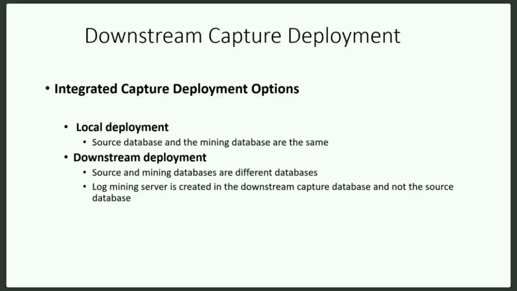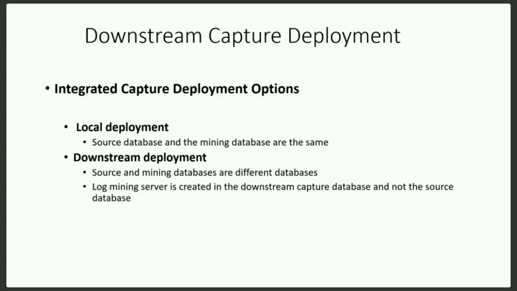So there are two deployment options I can use with the integrated capture method. One is local deployment. So think of it as a mining database. Here the source and the mining database are one and the same, so I don't have a separate database just to install and configure what's called a log mining server. But with the downstream deployment, the source database is 1, the mining database is 2, and the target database is 3. In some cases, I've seen people treating the source as 1 and the mining and the target database as 2. So I basically have my log mining server running on the target, okay?